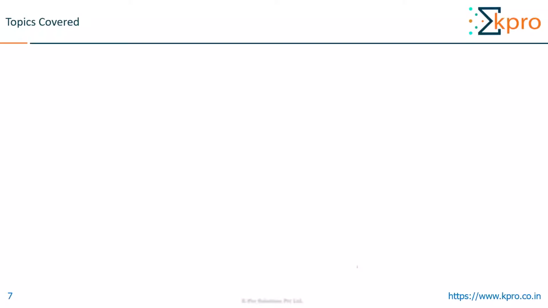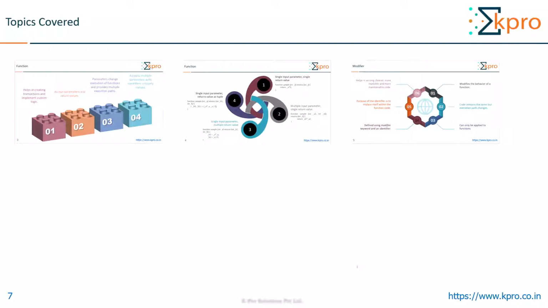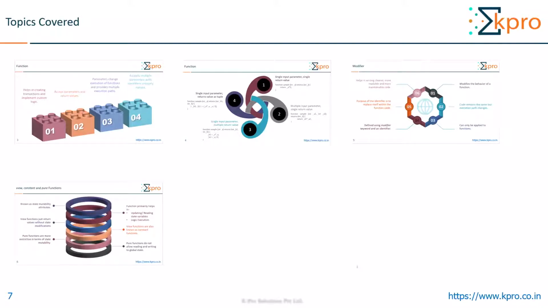Now let us have a quick recap of the topics that we have covered in this video. In the beginning, we talked about functions. Then we talked about the different types of function declarations. Then we talked about modifiers. And finally, we talked about the view and the pure functions.